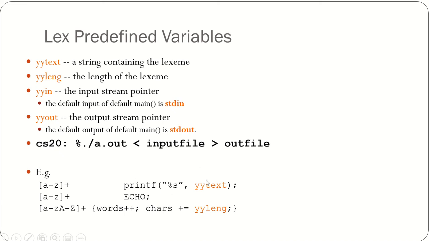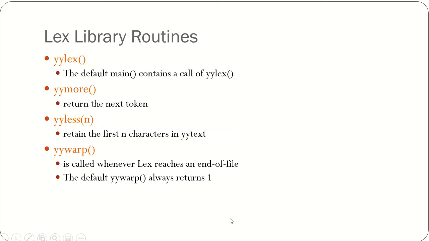So these are examples I've given here. If you give this regular expression and action as displaying yytext, yyleng, here you can test this and it will show you the current lexeme matched and the length of the current lexeme matched. These are Lex library routines: yylex, yymore, yyless and yywrap. These are inbuilt library routines and you can use them as per your requirement.